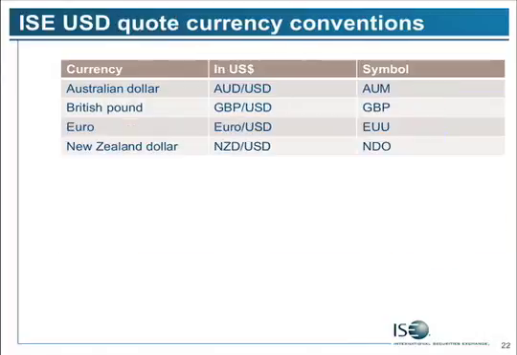And then we have the quote currencies, and these, of course, are popular in the spot market. I mentioned these. AUM would be the Australian dollar over the US dollar. GBP is the British pound over the US dollar. The symbol for the euro is EUU, and it's euro over the US dollar. And the New Zealand dollar symbol is NDO, and that's New Zealand dollar over the US dollar.